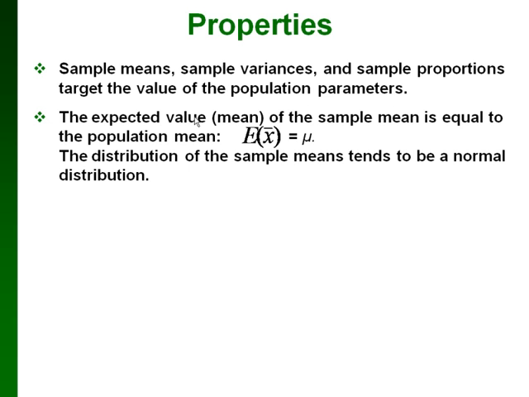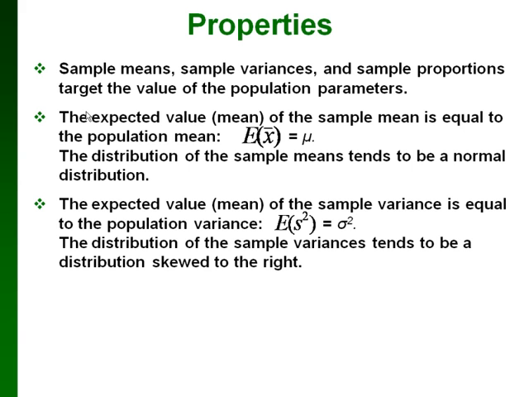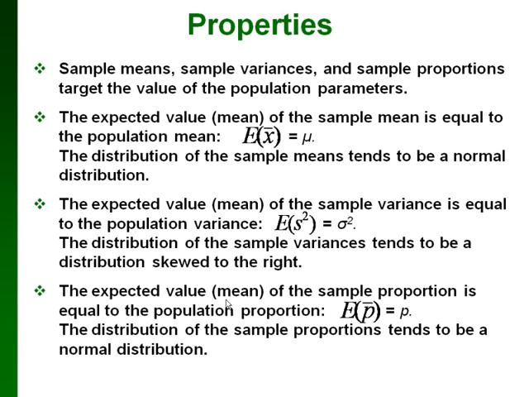The expected value of x bar is just our population mean, mu. And when we look at the distribution of the sample means, it tends to be a normal distribution. For our next statistic, our variance, the expected value of the sample variance is just equal to the population variance. This distribution of the sample variances tends to be skewed to the right. And finally, our expected value for our sample proportion is just equal to the population proportion. And this one also tends to be a normal distribution.